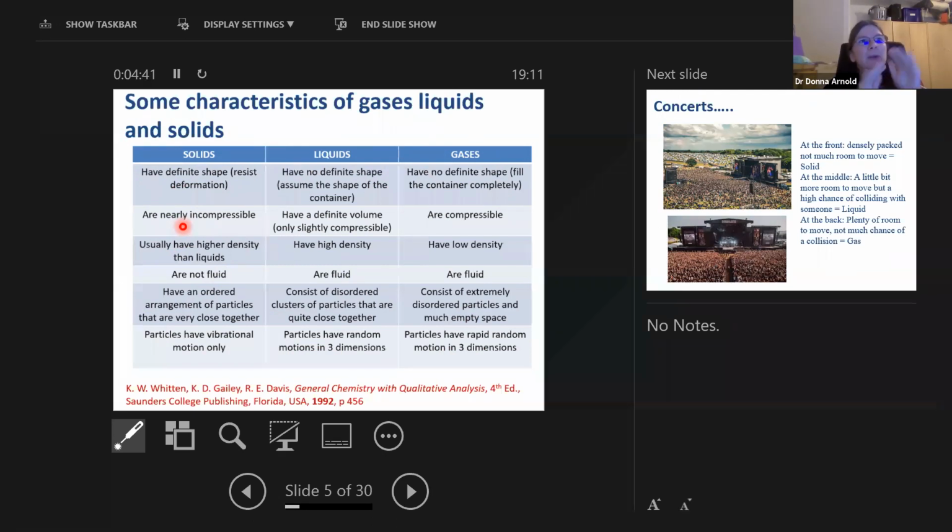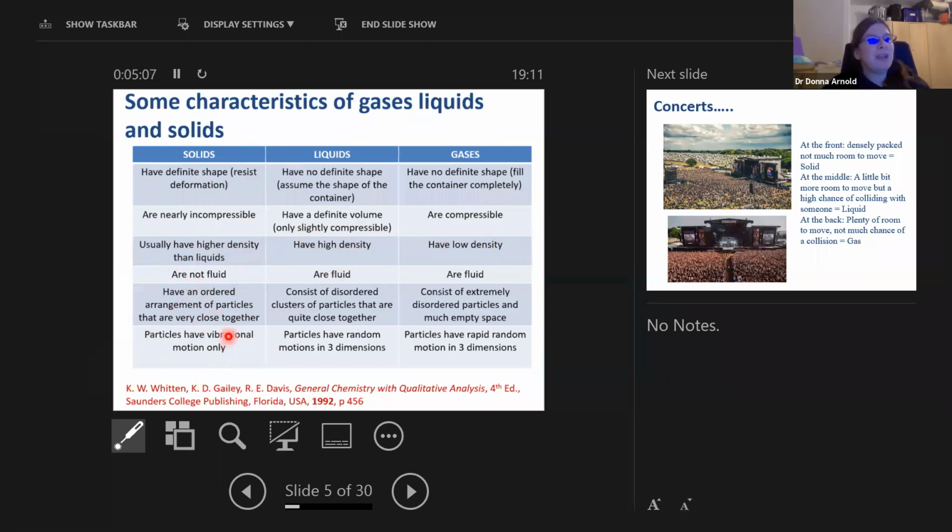We can't really squidge a solid, so we can't compress it. It has no compressibility, or it's nearly incompressible. If we have a liquid, we can slightly compress it, but gas, we can squidge it to fit into a smaller container. There are some densities here. Solids usually have higher density than liquids. Liquids have high density and gases are low density. Solids are not fluid, they don't move around very much. Liquids are fluid, gases are also fluid.